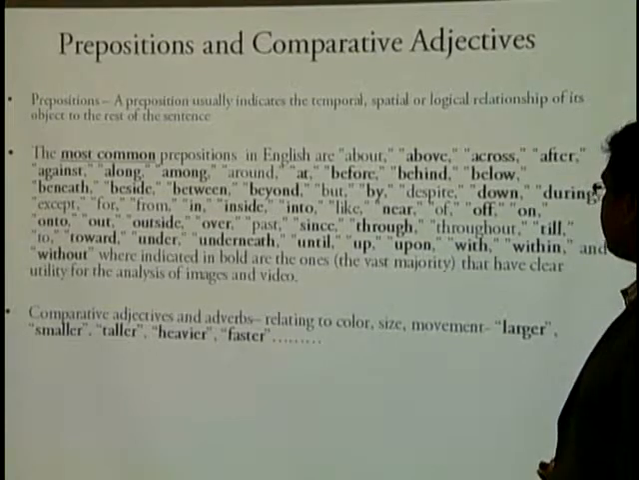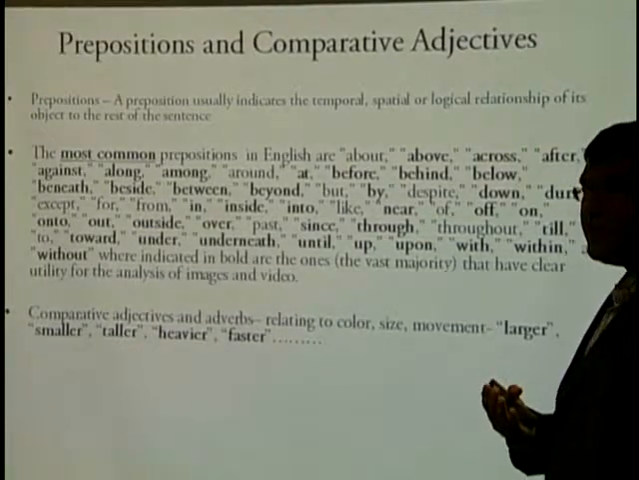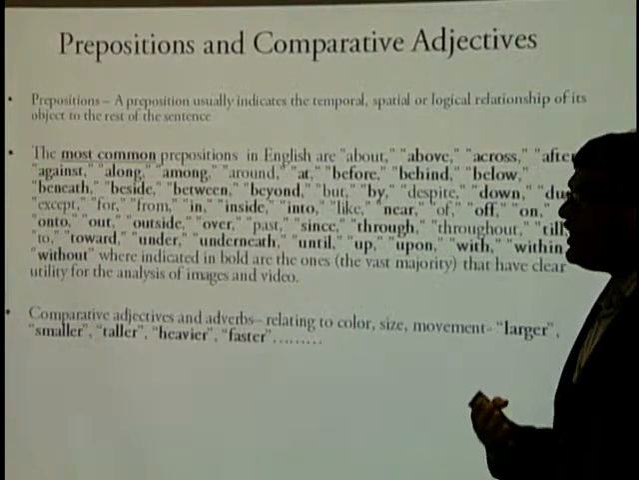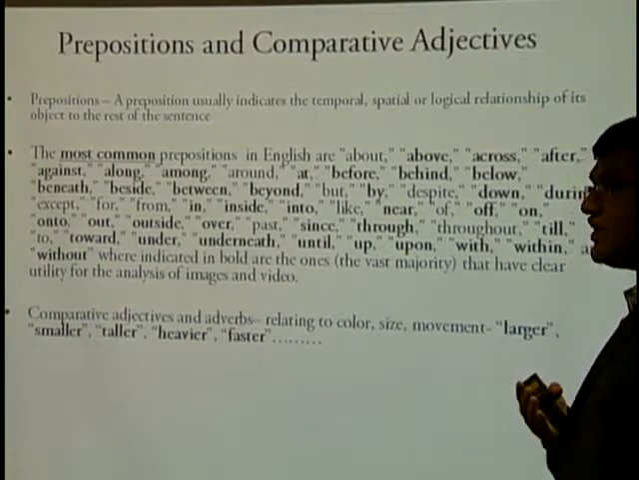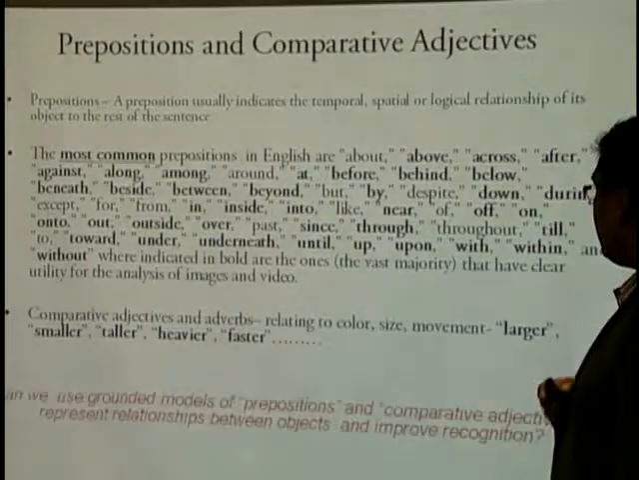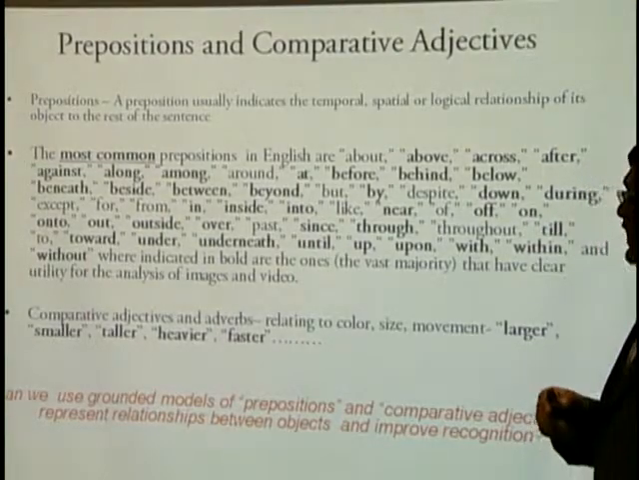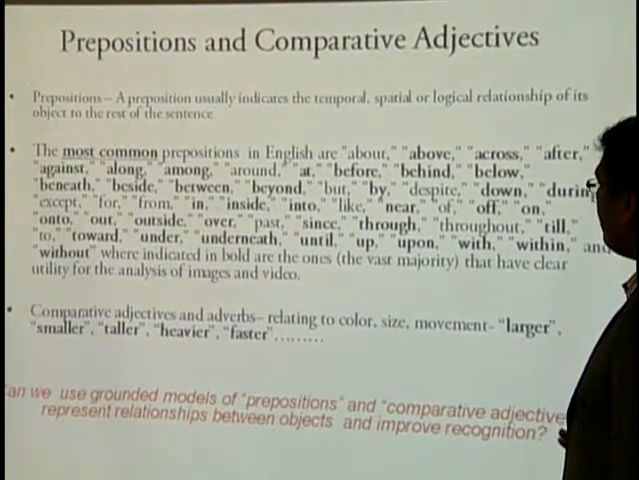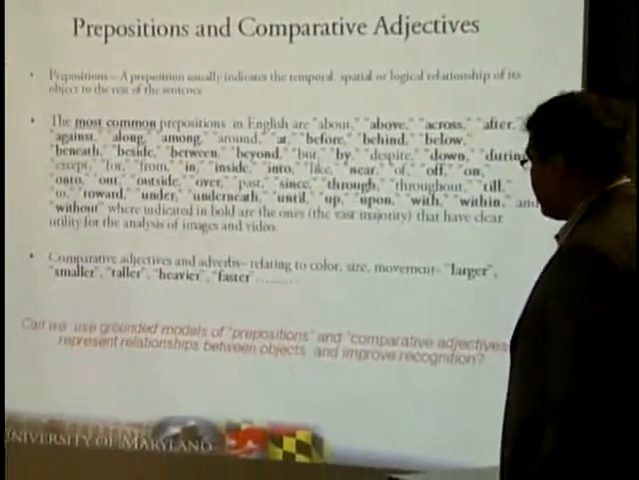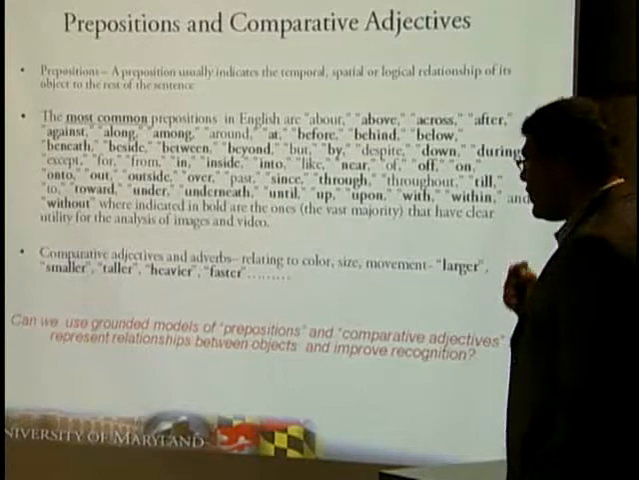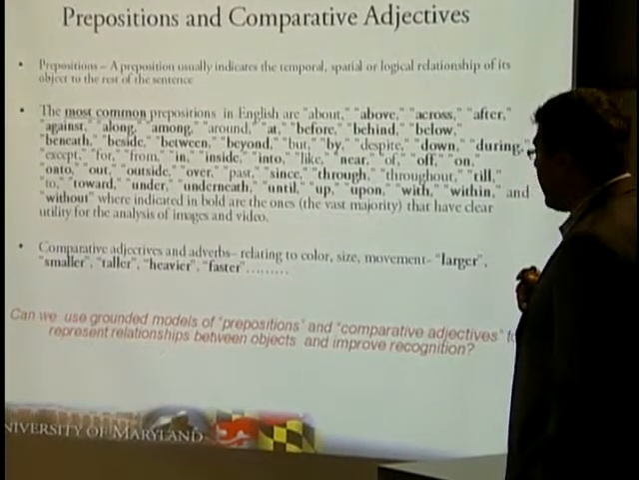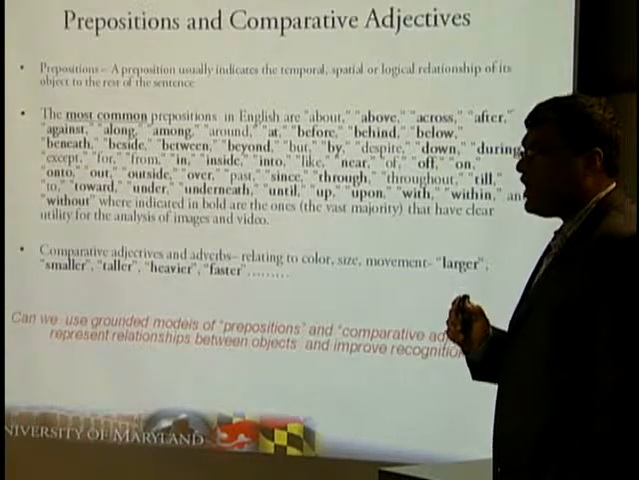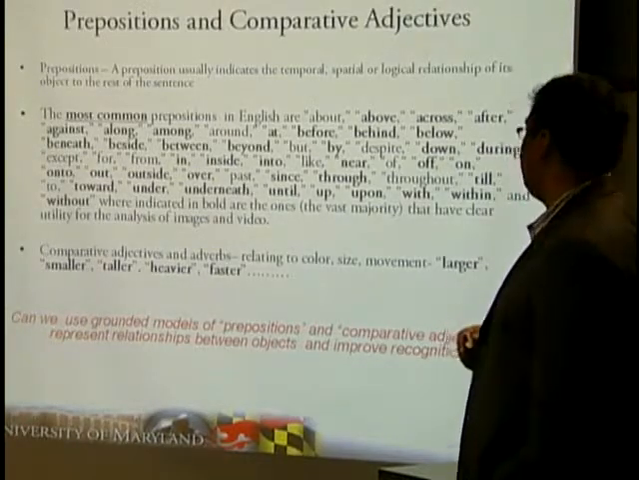Now, comparative adjectives are the words which relate two or more objects based on color, size and movement. For example, the word larger indicates a relationship between two objects based on size. One of the interesting questions that we'll try to answer during this presentation is, can we visually ground both prepositions and comparative adjectives, and can we use these grounded models to learn and represent relationships between objects and improve recognition itself?